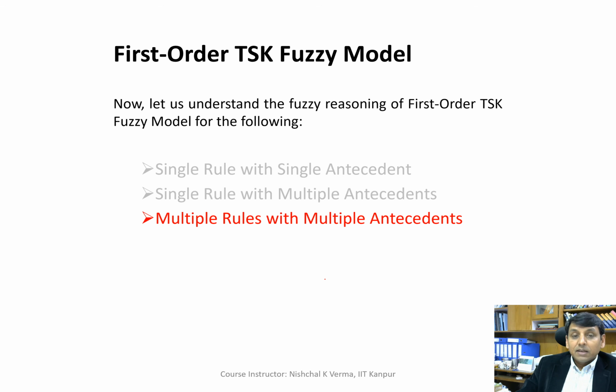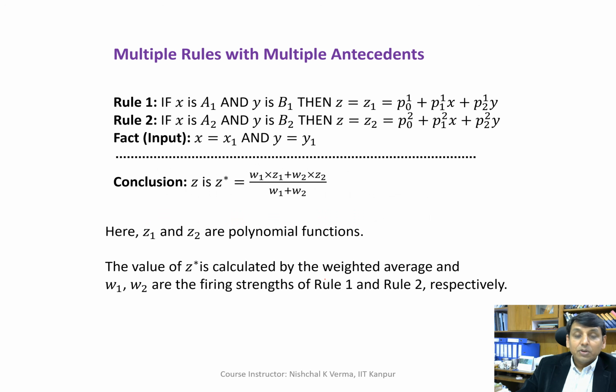Now, the third case is multiple rules with multiple antecedents. Let us now take two rules under this case for simplicity, rule number 1 and rule number 2, and both rules have two antecedents again for simplicity, and there is the connective, as I have mentioned.